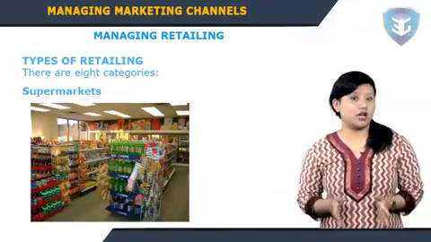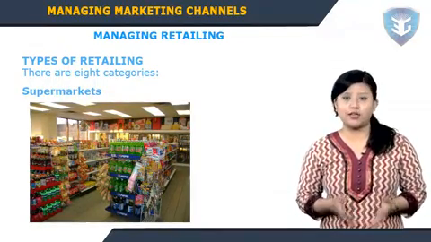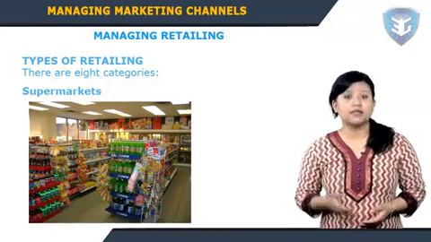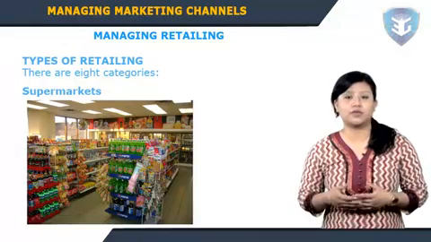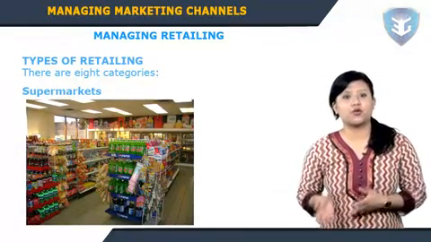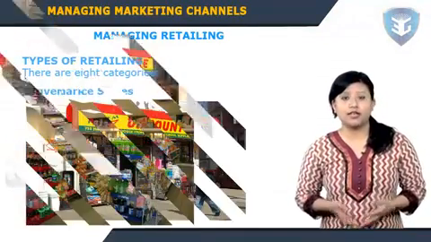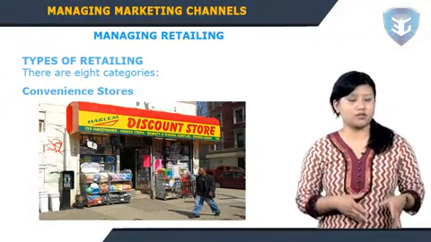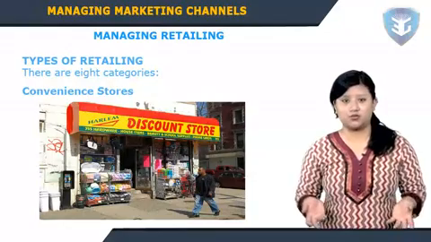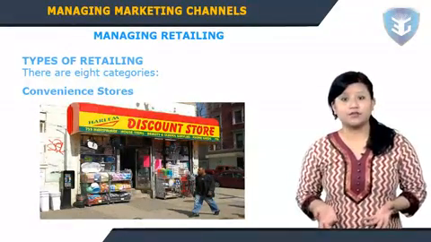Supermarkets are relatively large, low cost, low margin, high volume, self-service operations that are designed to serve the customer's total needs for food, laundry and household maintenance products. For example, Kroger's, Safeway, Food Lion. Convenience stores are relatively small stores that are located near residential areas and are open for long hours, 7 days a week. For example, 7-Eleven.